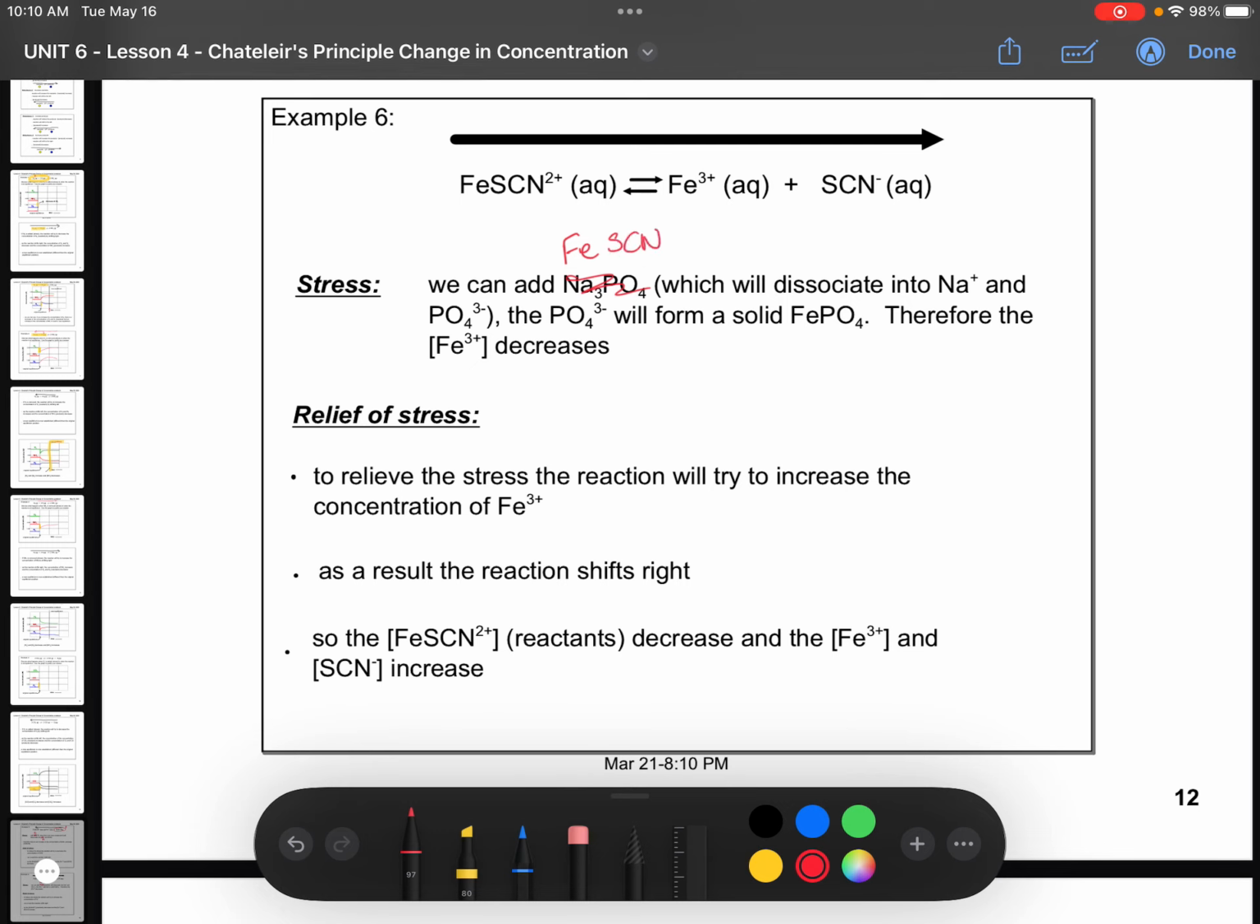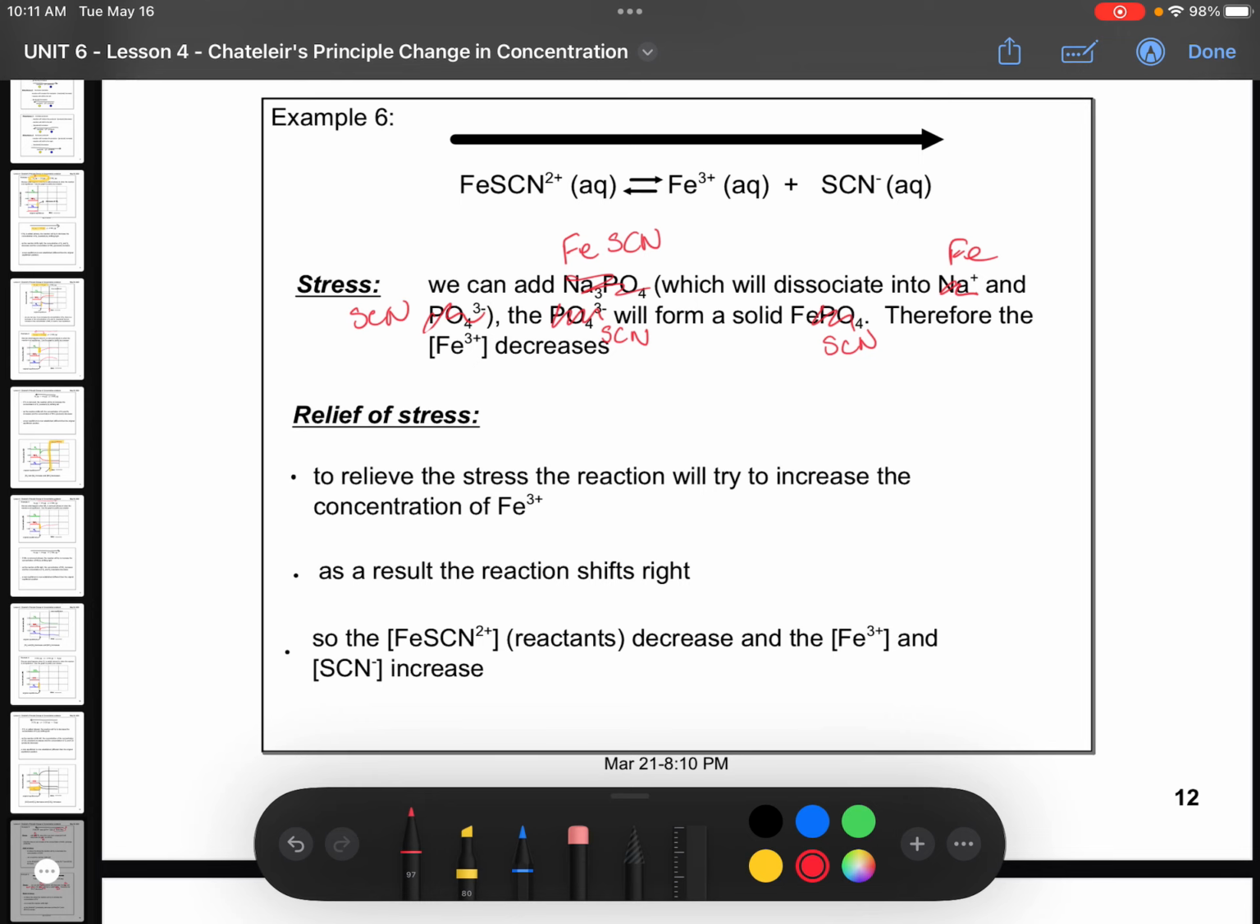So the opposite of this, we add FeSCN. I don't know why it keeps doing this. FeSCN. Same thing here, FeSCN. Oh, that was right. And then Fe and SCN.